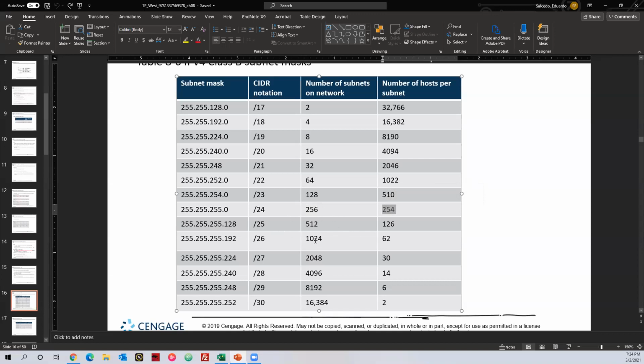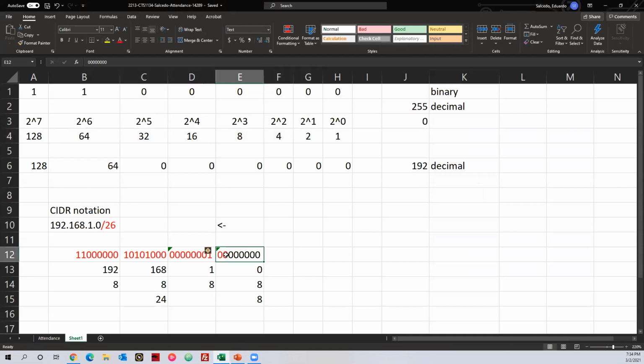If I borrow 2 bits, the notation will be this, /26, the 192, 1 whatever. My subnet mask changes into this. Why? Because if I borrow the first 2, you always borrow from left to right. The first one is worth 128 as given by this. The second one is worth 64. The third one is worth 32.